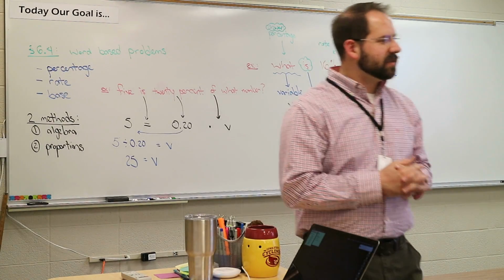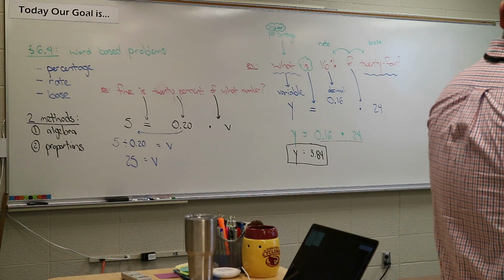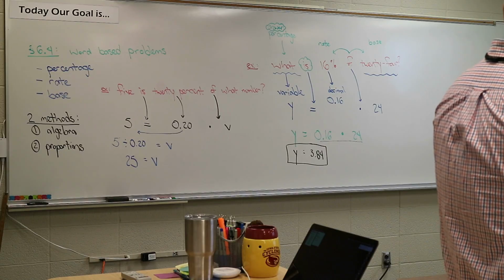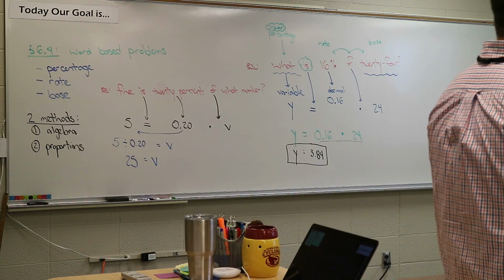So, label your sentence. I'm gonna walk around, I'm still checking. You label the base, the rate, the percentage on your sentence.